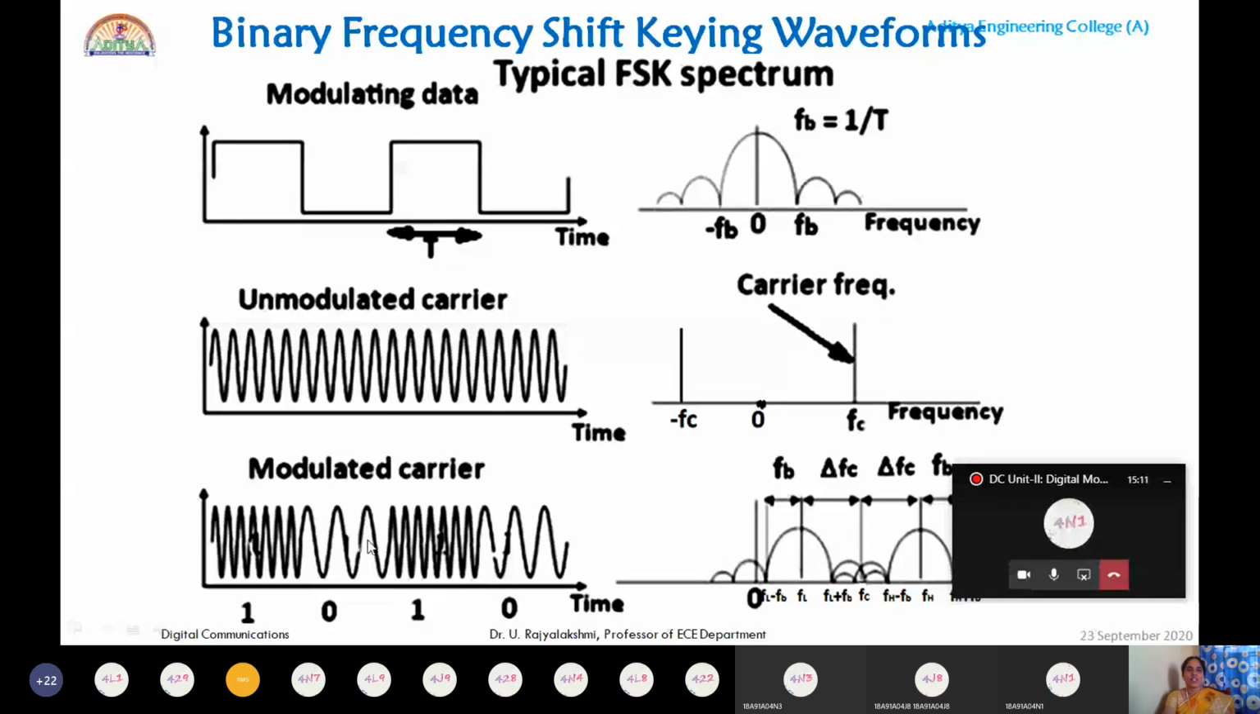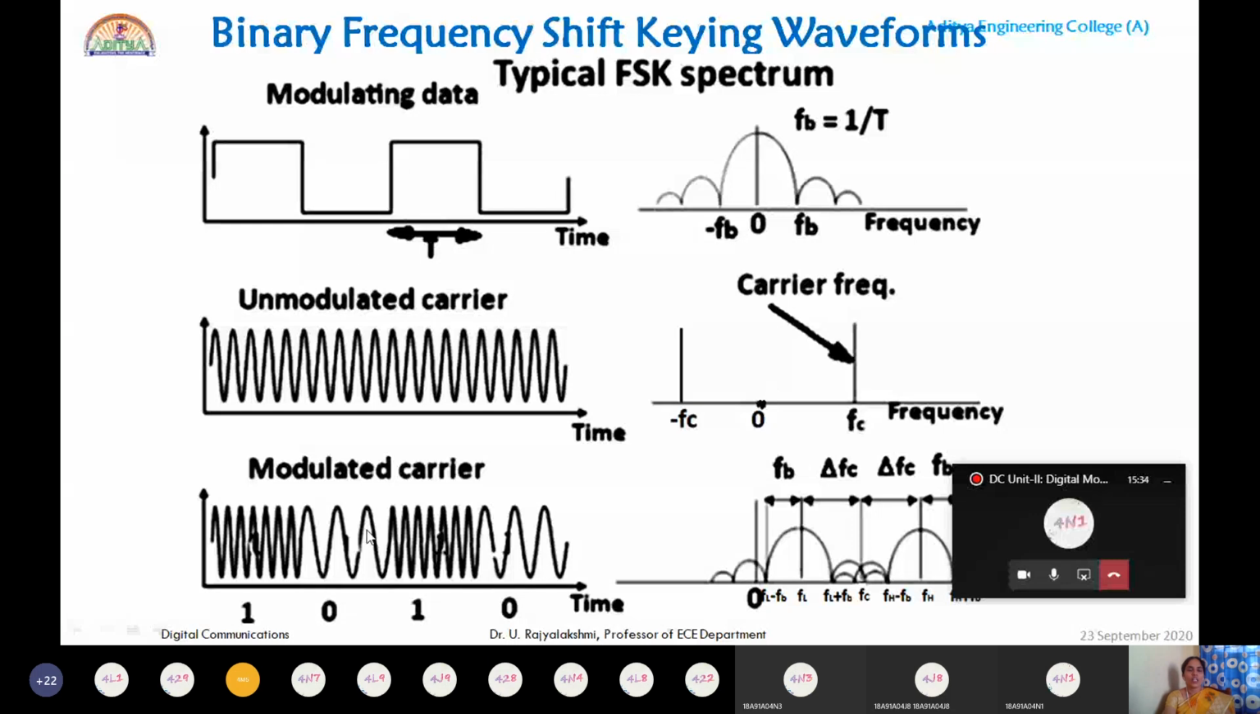So what is the FSK signal? FSK signal has a higher frequency for data bit 1 and a lower frequency for data bit 0. The high frequency for data bit 1 is represented by compressing the signal in time.